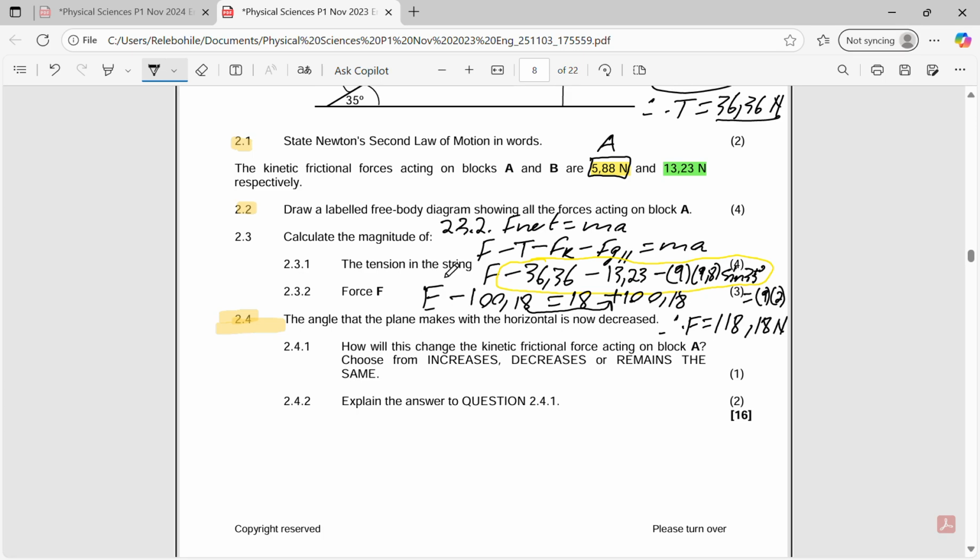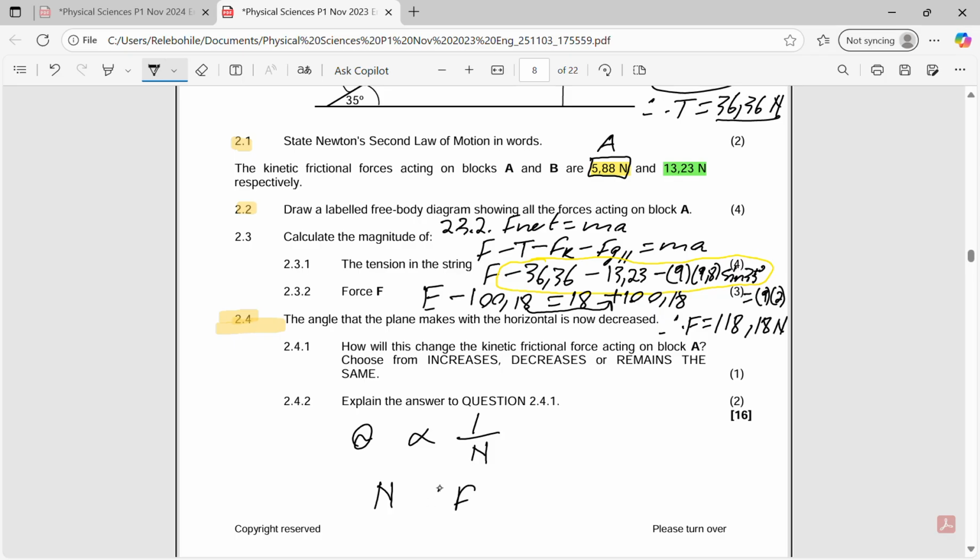2.4 says the angle that the plane makes with the horizontal is now decreased. How will this change the kinetic frictional force acting on block A? Choose from increases, decreases, or remains the same. Guys, the way in which we'll answer this question is to look at the relationship between our angle, which is this angle, we'll name it theta, and the normal force. And our relationship between the normal force and angle is what? Inversely proportional.